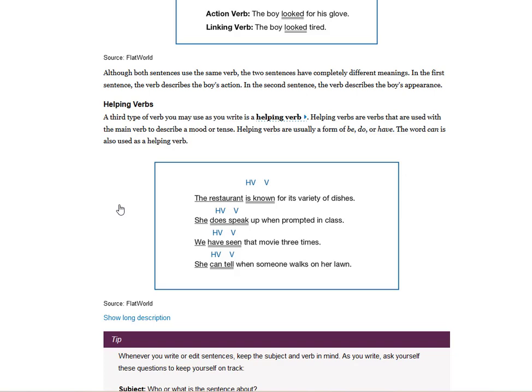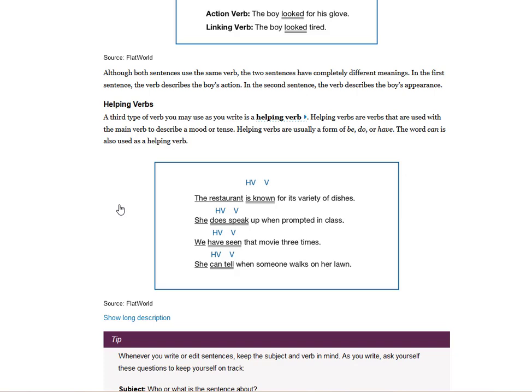The restaurant is known for its variety of dishes. Is is the helping verb, known is the main verb. She does speak up when prompted in class. Does is the helping verb, speak is the main verb.